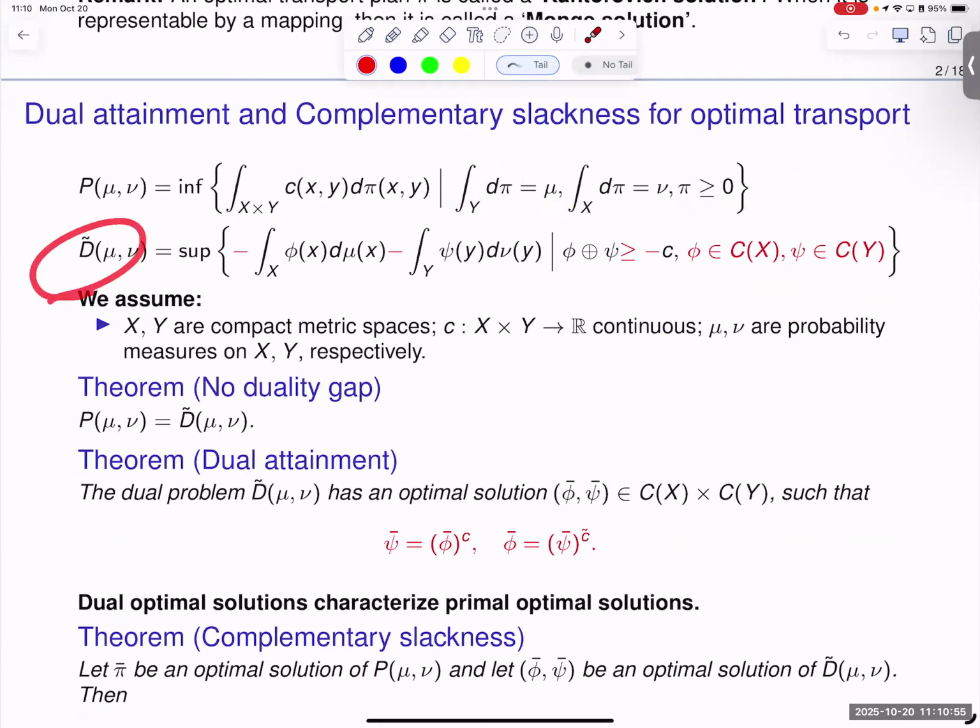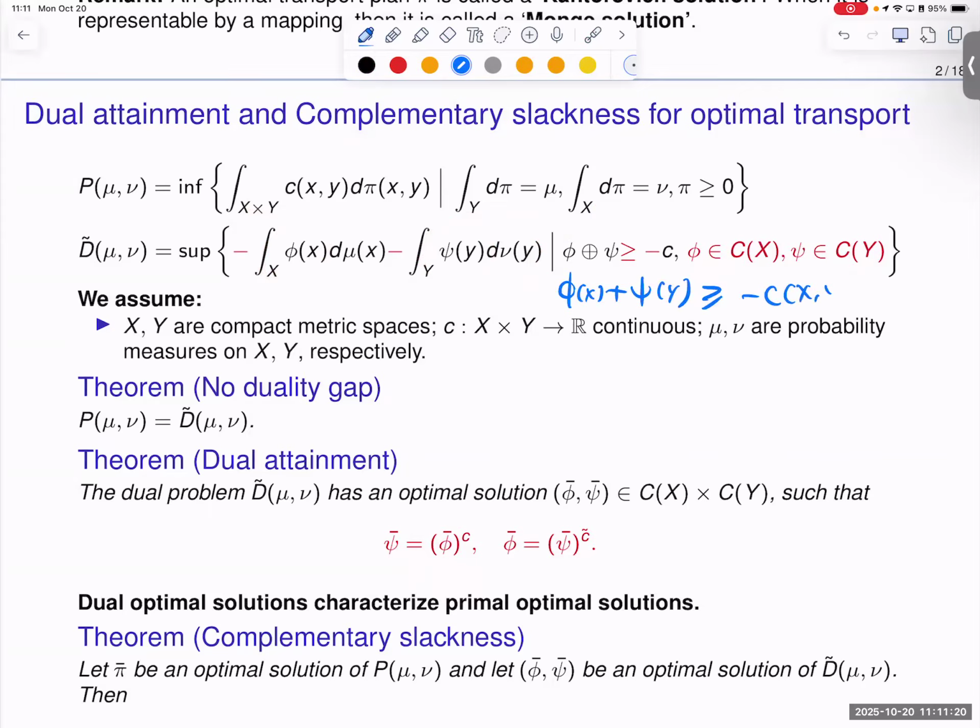And there is a dual problem. Here, for each of these dual constraints, you have corresponding so-called dual potentials. You can assume them to be continuous. And then this cost function will give us the condition that the dual potential phi(x) plus psi(y) has to be bigger than or equal to negative c(x,y) for x, y in X times Y.